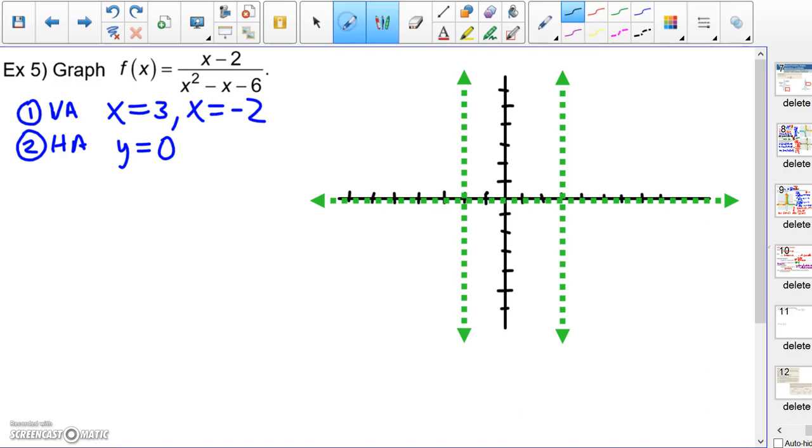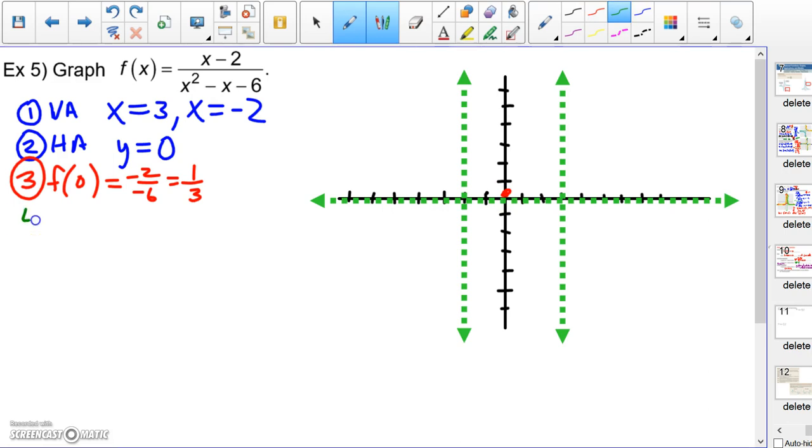So back to the steps. Step 3, they want us to plug in 0. They want us to find f of 0. So f of 0, if we plugged in 0 for all of the x's, they will go away. We'll get -2 over -6, which is 1/3. So we can plot the point 0, 1/3, about right there, and move on to step 4.